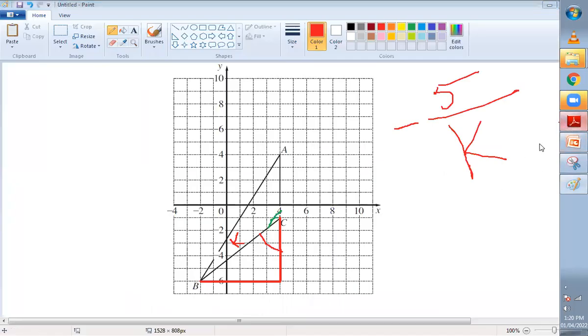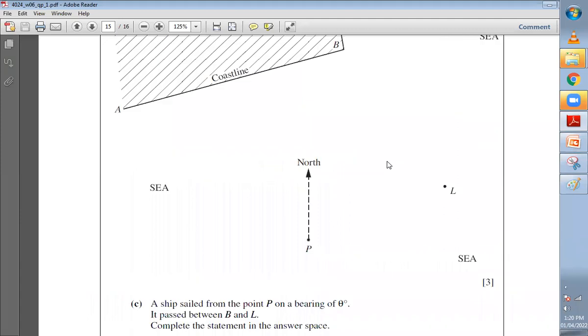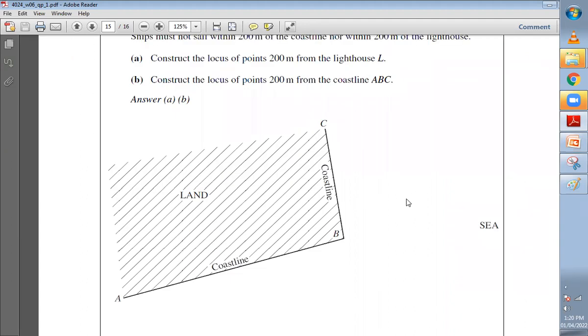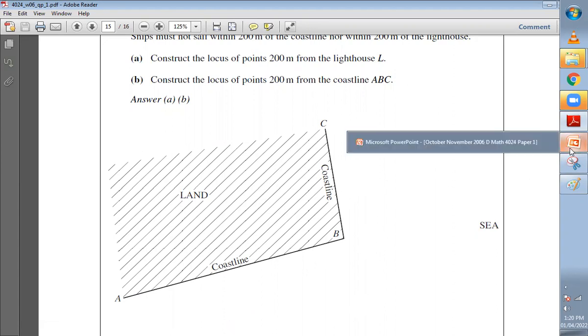Then they say construct the locus of points 200 meters from the coastline ABC. These coastlines are lines, so you have to remain 200 meters away. So I will draw lines parallel to them, 2 centimeters away from them, which is 200 meters. For that, I will draw a circle here of 200 meters, another circle here, and another here. 200 meters means 2 centimeters according to the scale. Then I will draw tangents, and automatically I will get the lines which are parallel to these coastlines 200 meters away.